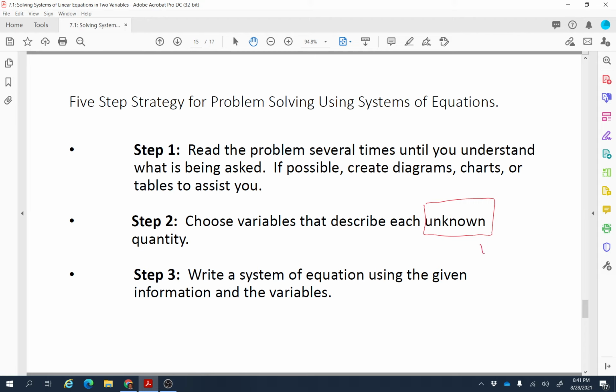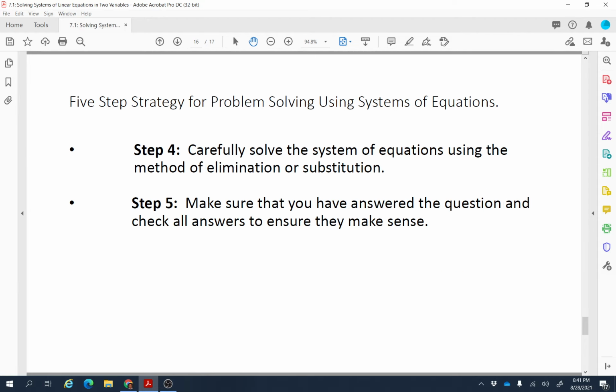After introducing the unknowns, you have to write down the system of equations. Finally, you have to solve that system of equations by using any method you have learned. You might use the substitution method or the elimination method for now. Then finally, after solving that system of equations and finding those unknowns, make sure that you have answered the question and check all the answers to ensure they make sense.